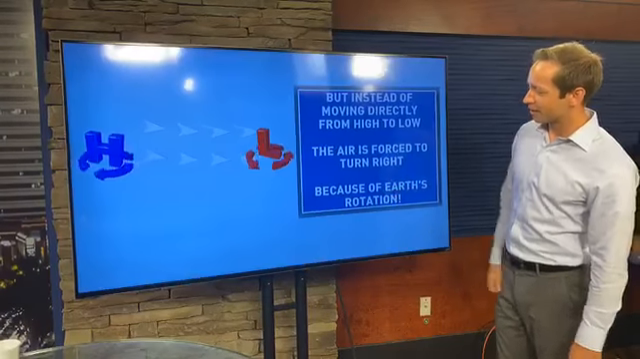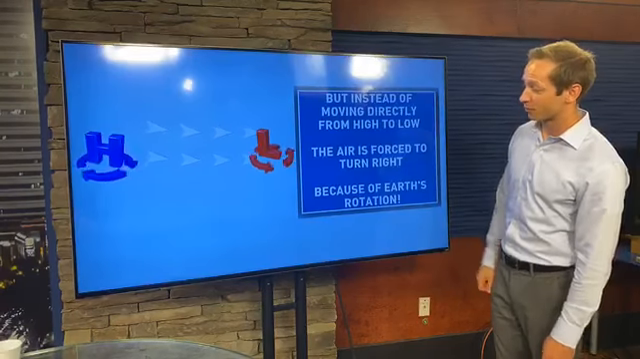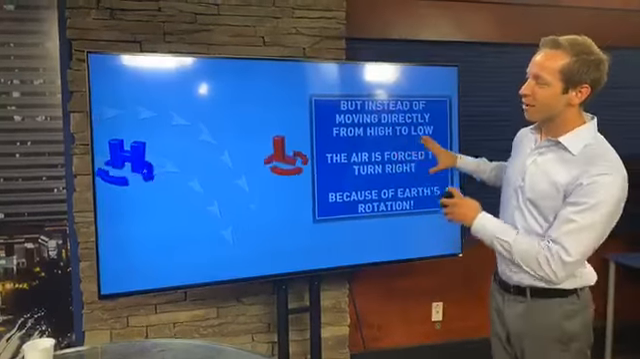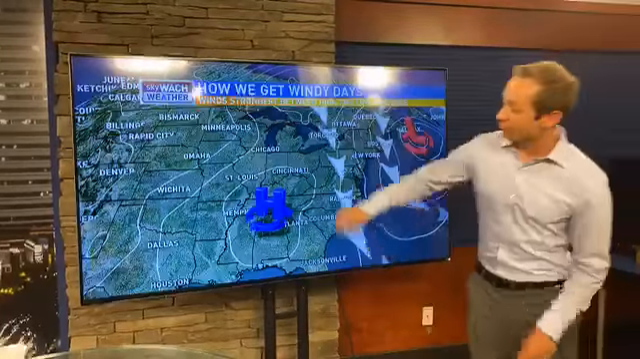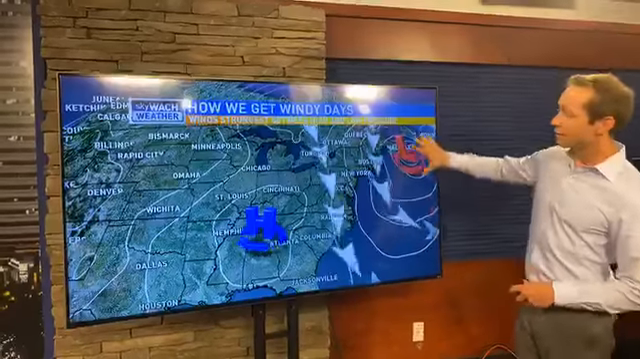So I didn't write that down here, but kind of the buzzword you might hear one day is Coriolis force, and that is because of the turning of the Earth, we ultimately get our winds going like that. So now if we put this on a big weather map, here's how it looks. The air doesn't go again from high pressure to low pressure, it actually goes in between them. So here's a perfect example.